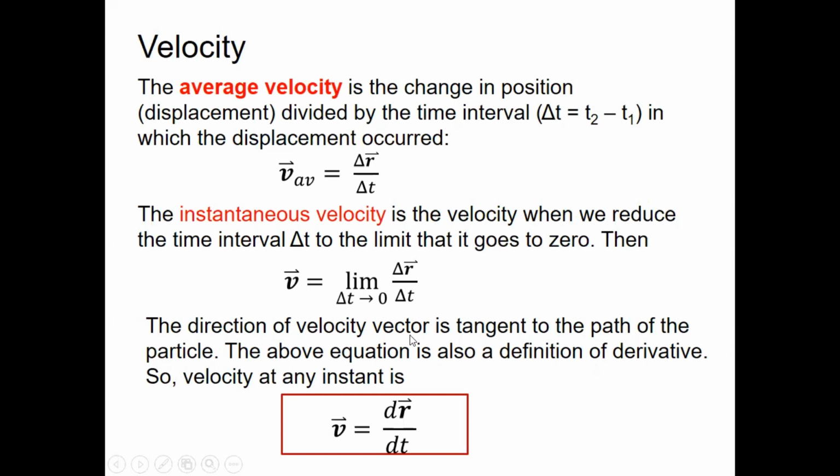The direction of this velocity is basically the tangent to the path of the particle, and the above equation is really the definition of the derivative. Since it is the first derivative with respect to time, the above equation is basically telling us that the instantaneous velocity at any instant of time is defined as the derivative of the displacement vector with respect to time. It is the first derivative. So velocity will be treated as the first derivative of the position, the displacement vector.